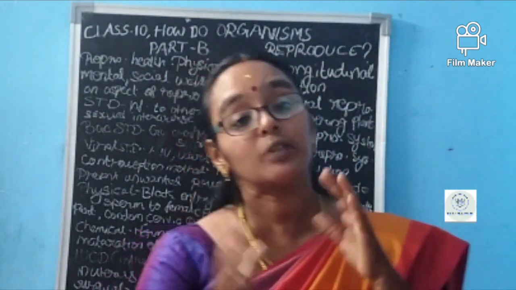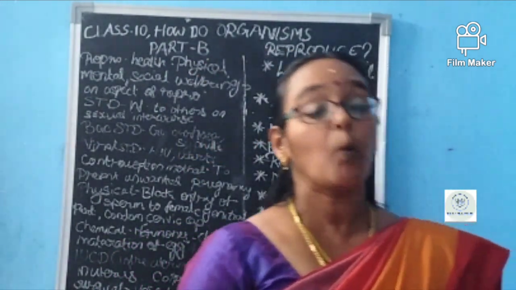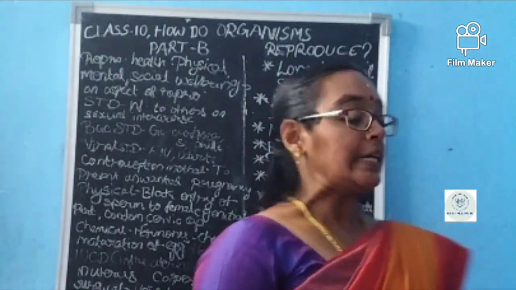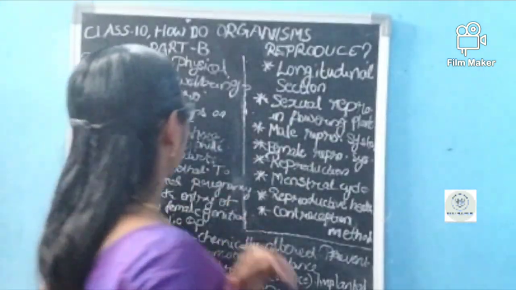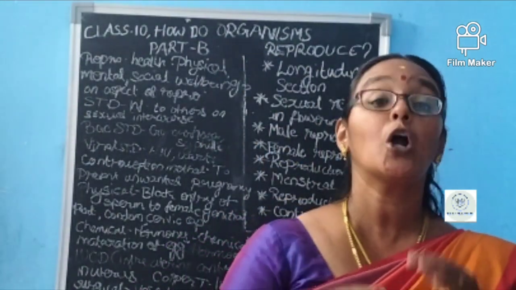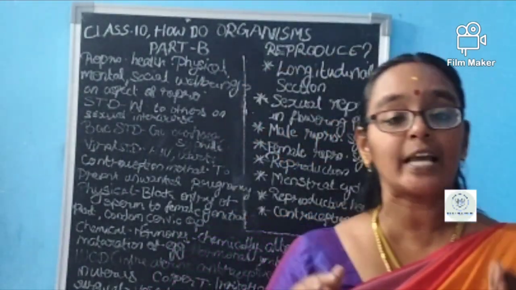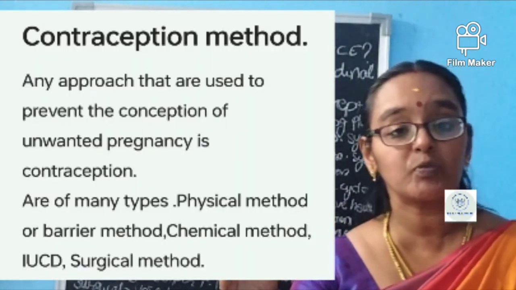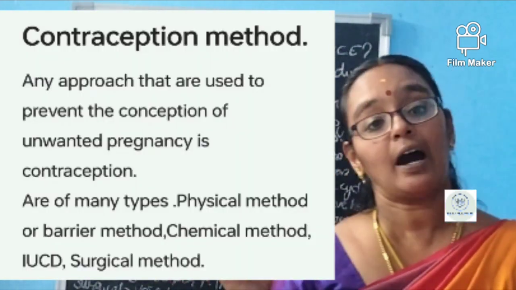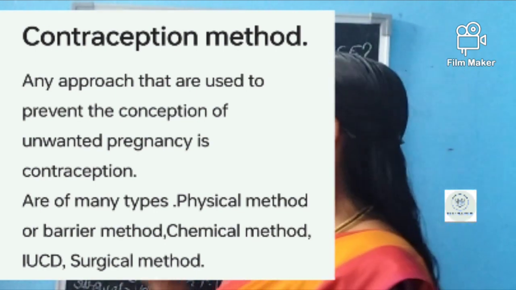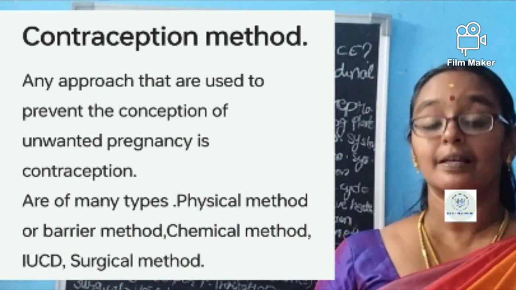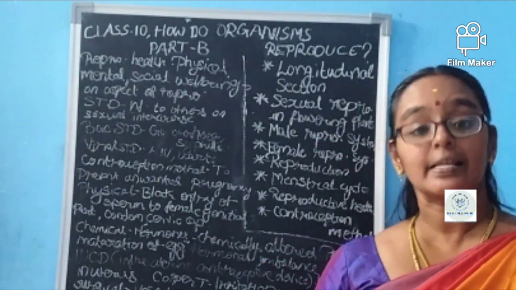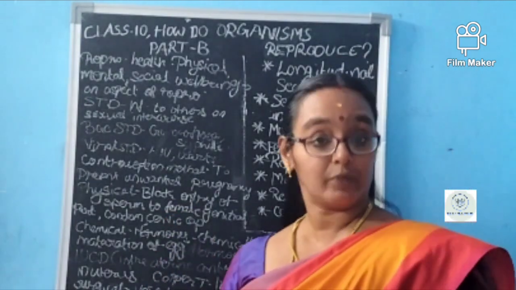So what are the ways for preventing it, and what are the ways for preventing unwanted pregnancy? It is called the contraception method. The contraception method helps in preventing sexually transmitted disease as well as unwanted pregnancy. What are the methods for that? There are many methods: physical barriers, chemical methods, surgical methods, and many others. We are discussing them one by one.